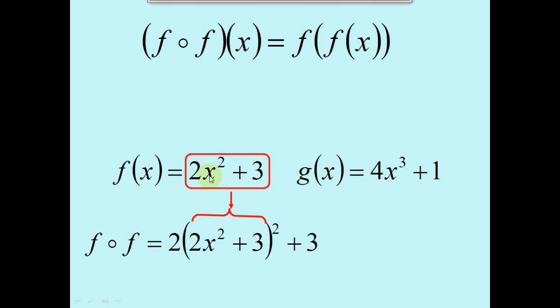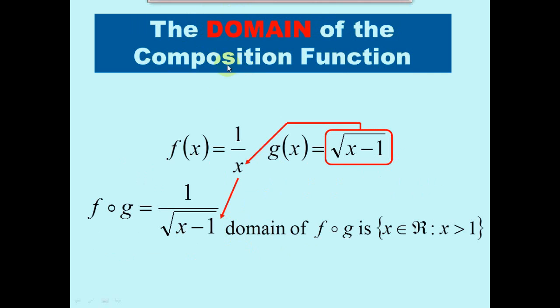Where there used to be an x will now be a 2x squared plus 3, squared, and then multiply by 2 and then plus 3. And you pretty much solve that out and get, what would that be? That'd be 4x to the 4th plus 12x squared plus 9, and that's being multiplied by 2, and then you pretty much add 3.